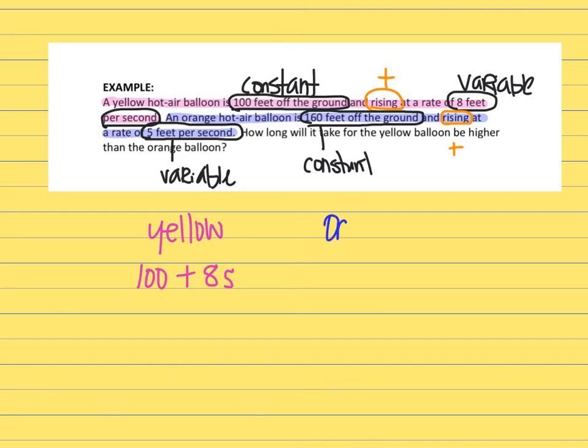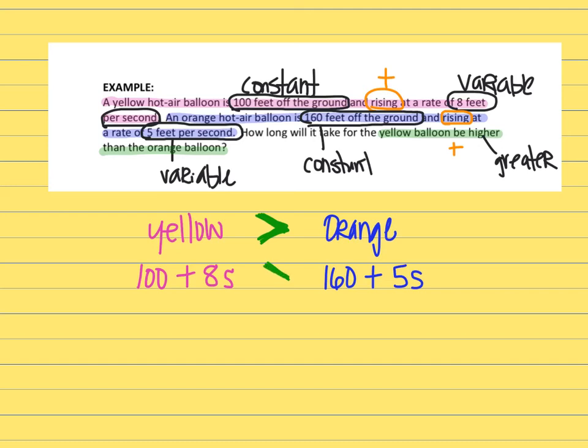Okay, so I'm going to put orange on this side for the orange balloon. The part of the equation for that one, the constant number was 160. And then it said plus for rising. And 5 feet per second was our variable, so 5s. Then at the end, it says, how long will it take for the yellow balloon to be higher than orange? So this tells me that I need a greater than symbol. It needs to be going towards the yellow. So since I had yellow on the left, the greater than symbol is the one I'm going to use. I want this side to be higher.